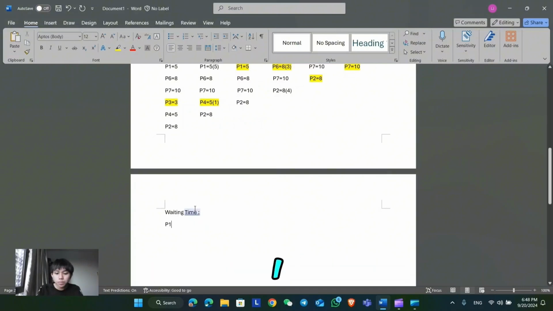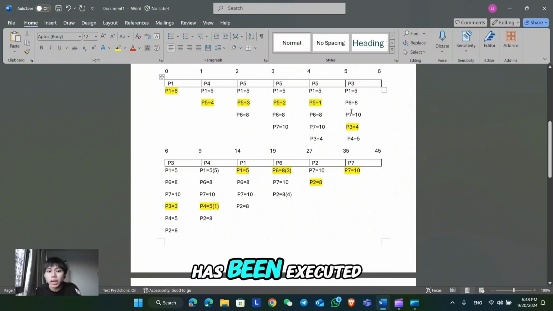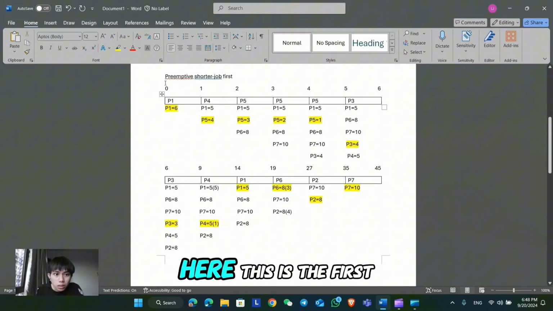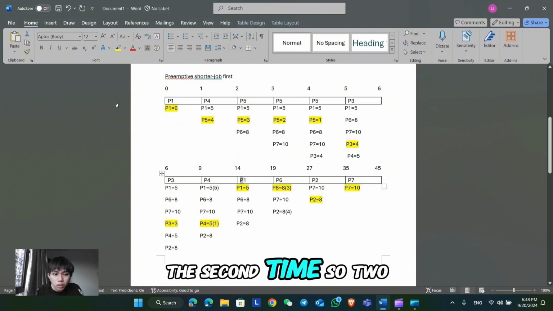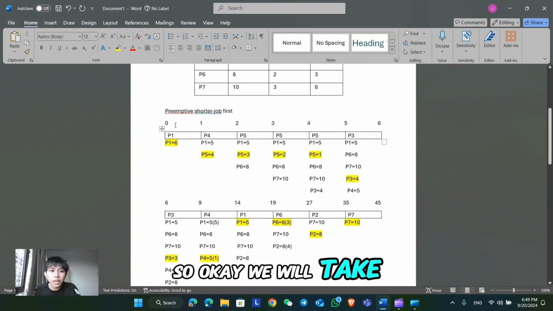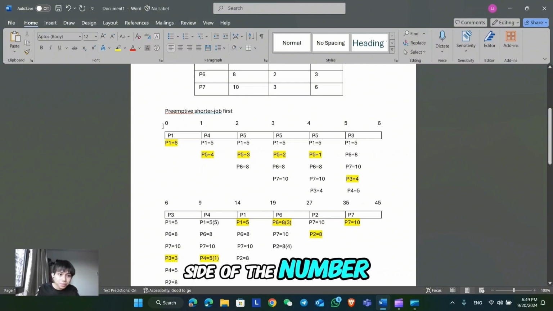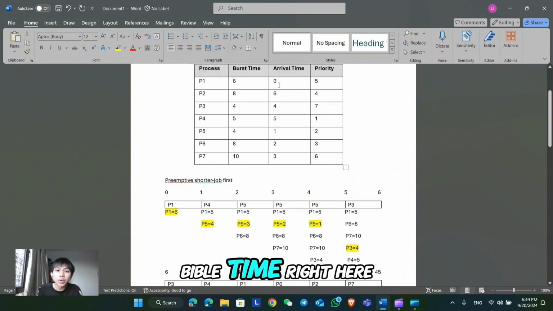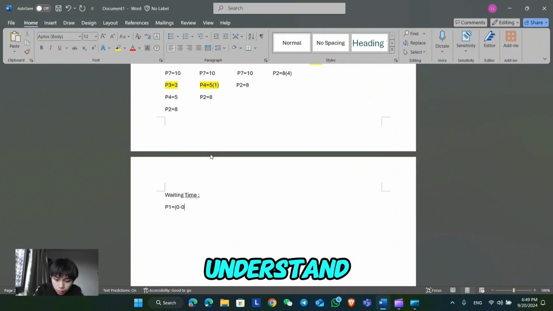For process number 1, we'll see through the Gantt chart how many times process 1 has been executed. You can see right here, this is the first time, and this is the second time. So 2 times. How are we going to calculate? We will take the left side of the number, and we'll minus the arrival time right here. Let me type it down so you guys understand.